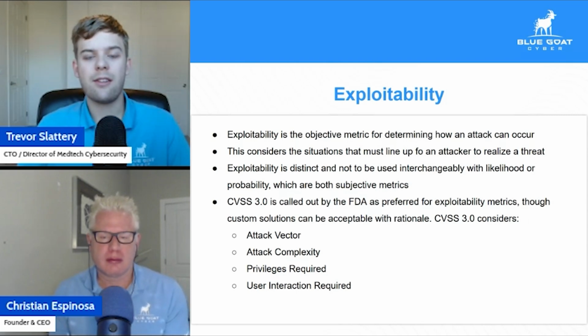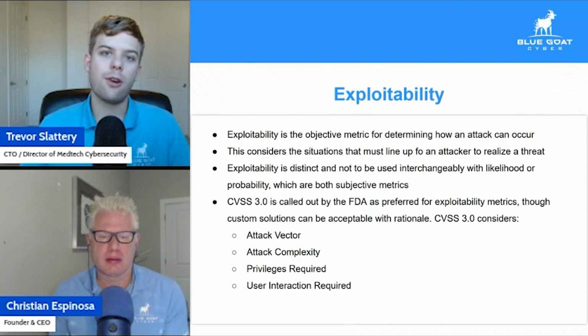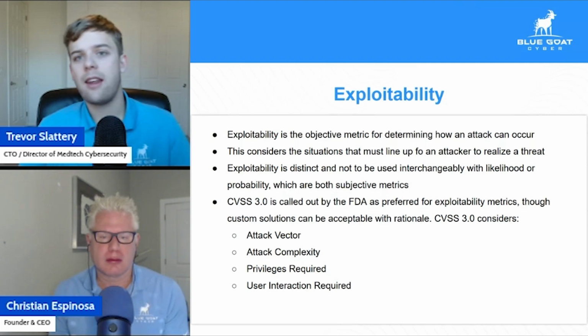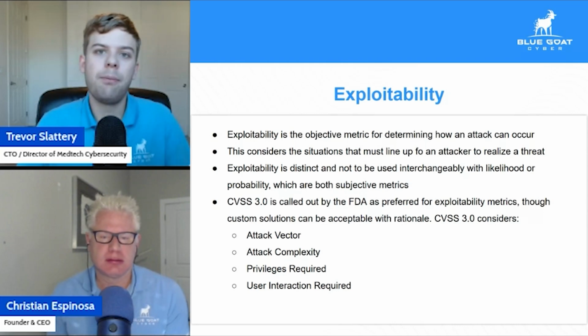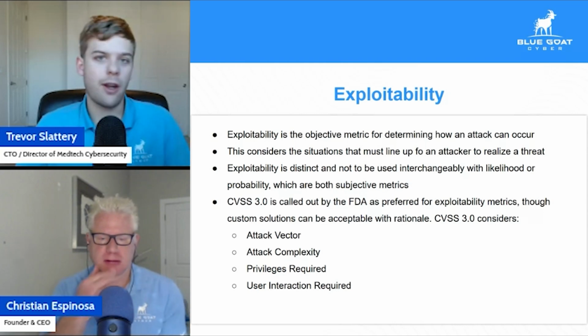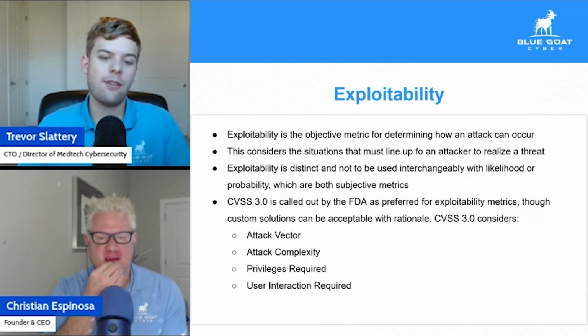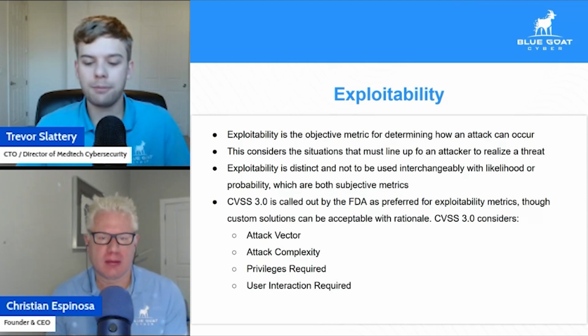So CVSS looks at the attack vector: what level of access you need. Is it over the network? Is it physical access? The complexity: what's out of the attacker's control? Privileges required: can you do it with credentials or no credentials? And do you need user interaction, yes or no?